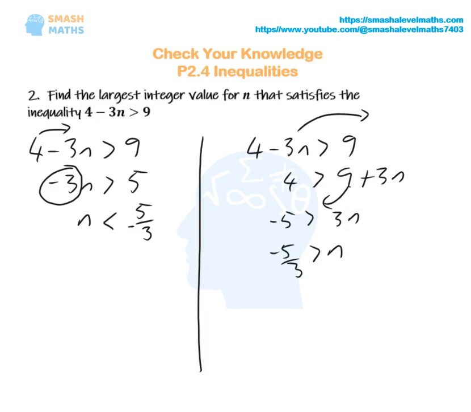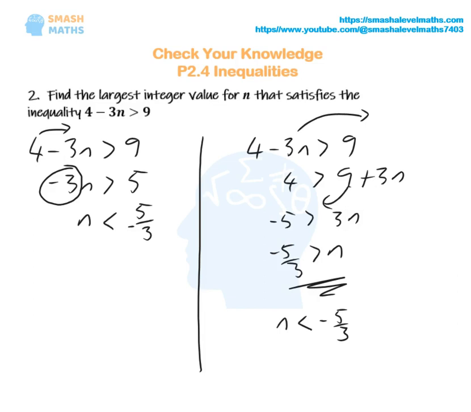And hopefully you can see that those two things are exactly the same because of the inequality sign. Yes, it looks a different way around, but the small end, if you like, is pointing towards the n. So this thing here is exactly the same as writing n is less than minus 5 over 3.